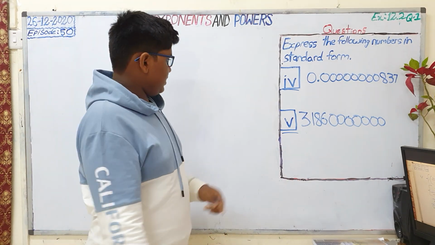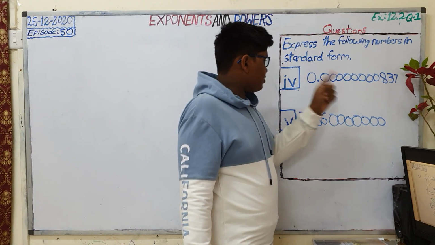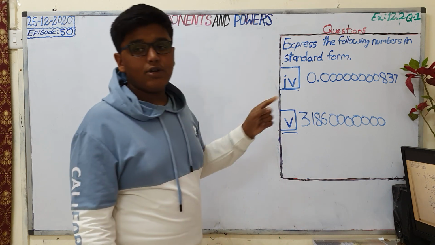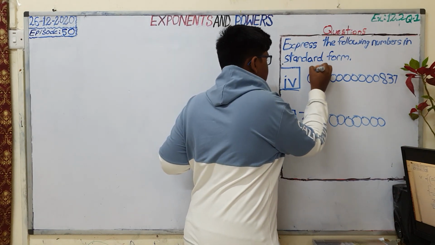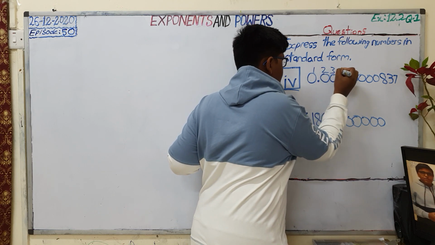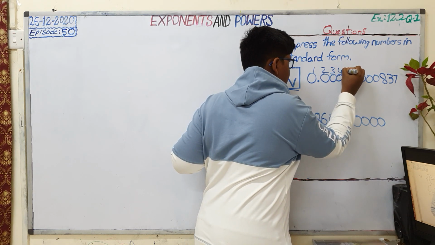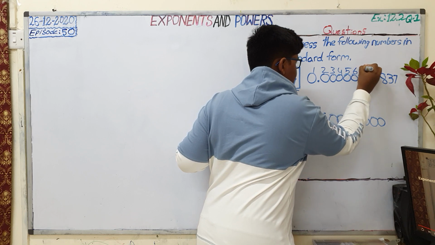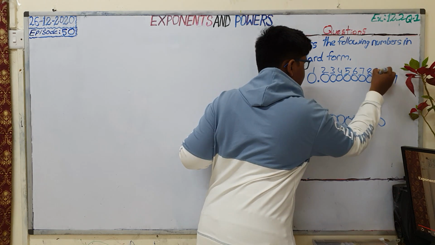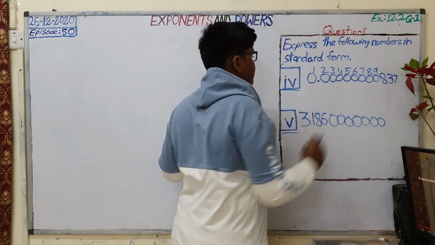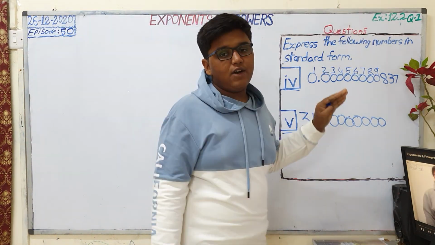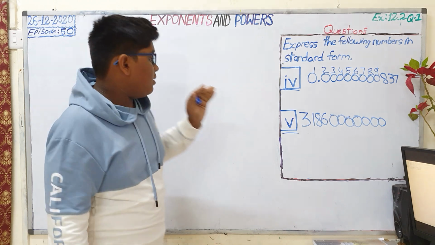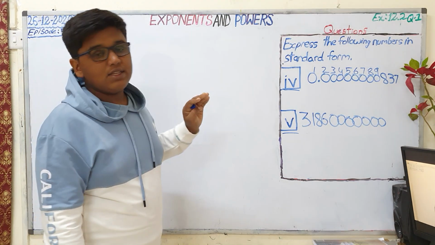Now the fourth question is 0.00000000837. Let's count the zeros here. 1, 2, 3, 4, 5, 6, 7, 8, 9. Okay, so we have 9 zeros here, and we have to look for nine places after, when we cancel the zeros.